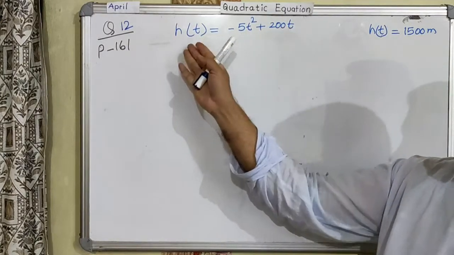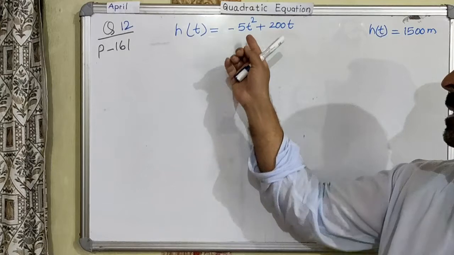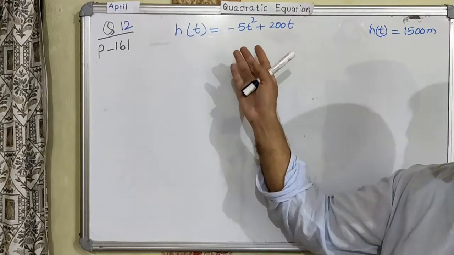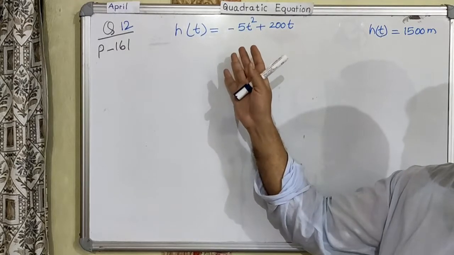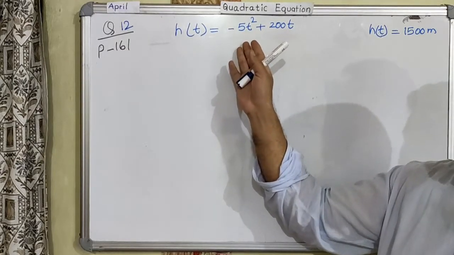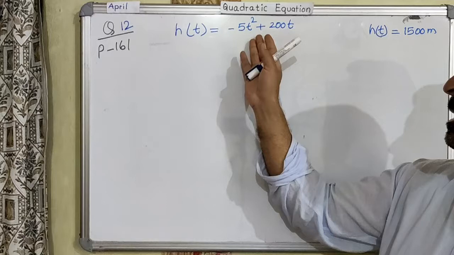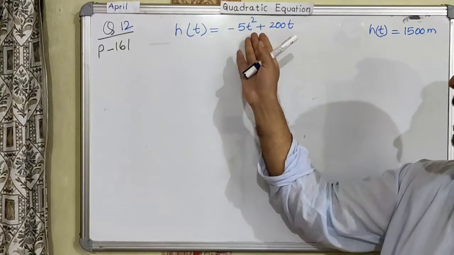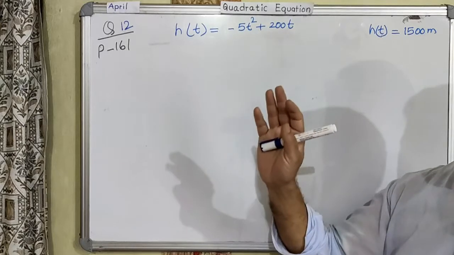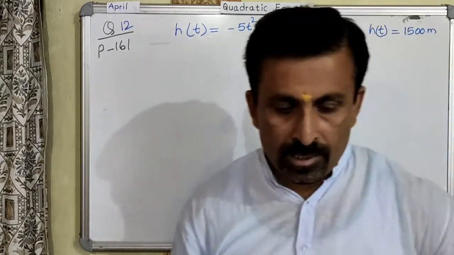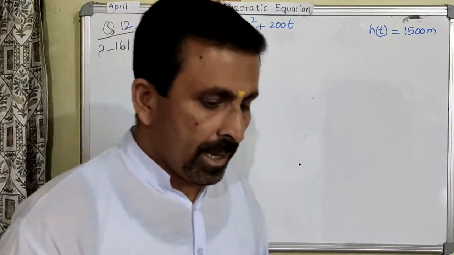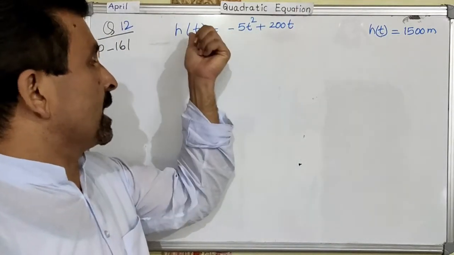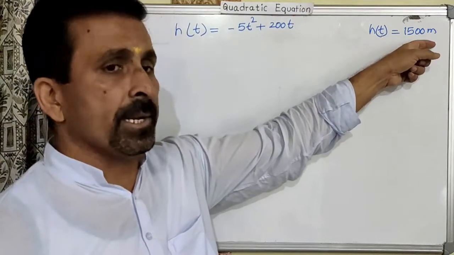So we can calculate the height of the rocket at a different time. Maybe after 1 second, after 2 seconds, after 3 seconds. Rocket speed we calculate in seconds, right? Because it is very fast. So at any particular time we can calculate its height. Is this very clear? Now in this question we are asked to find out after how many seconds the rocket will reach a height of 1500 meters.